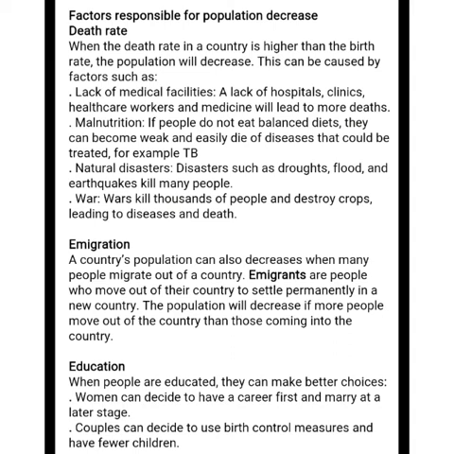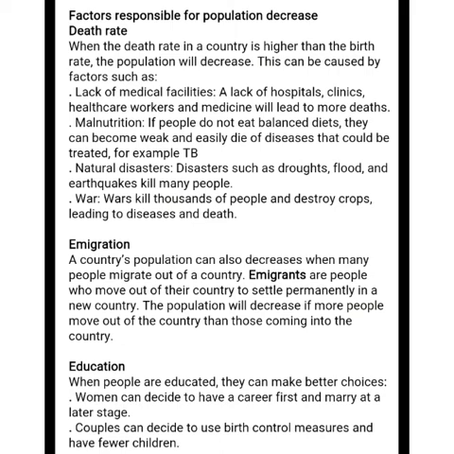Moving on to immigration. A country's population can also decrease when many people migrate out of the country. Emigrants are people who move out of their country to settle permanently in a new country. The population will decrease if more people move out of the country than those coming into the country.